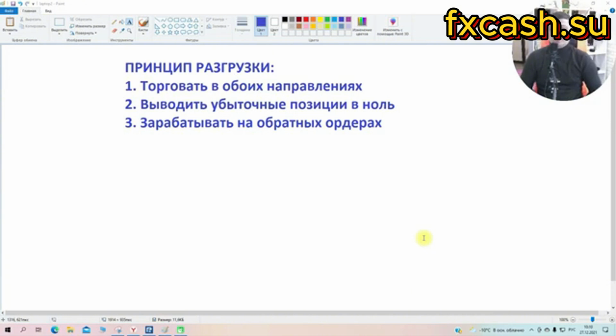So, let's start with the principles. The first principle is trading in both directions. The second principle is bringing profitable positions to zero. And the third principle is earning on reverse orders. With this method, you earn both on averaging and on movement against your averaging positions.